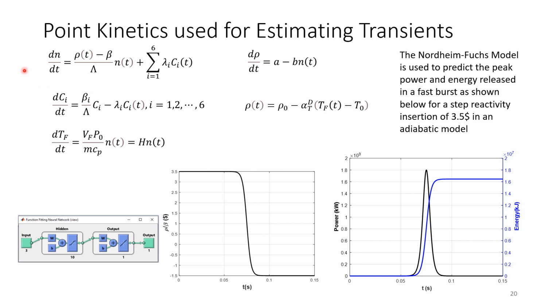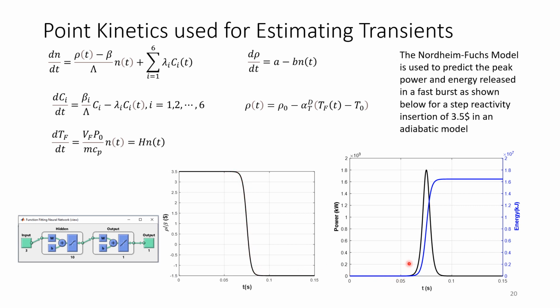So the first one is for number density, second for precursor concentration. This one tells you the reactivity as a function of time, ramp reactivity minus power feedback. So here's the Doppler term. There's a feedback over here. The fuel temperature depends in an adiabatic model on how much heat is accumulated. Now, for $3.5 reactivity input, you can see that as feedback effects become prominent, the reactivity drops.